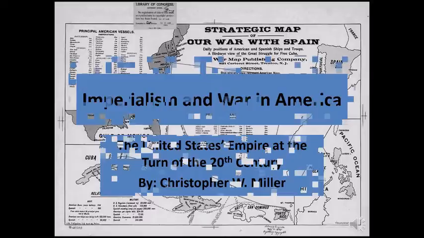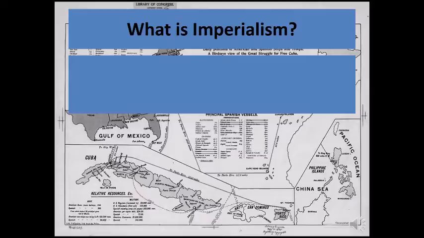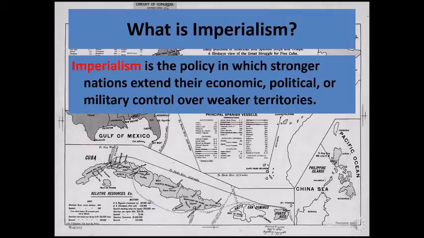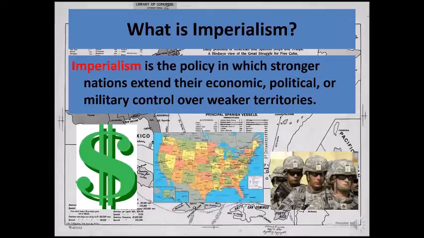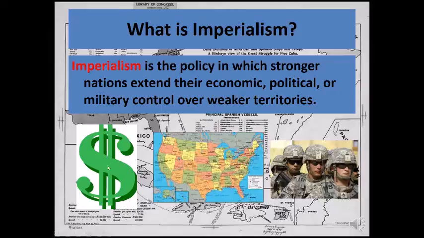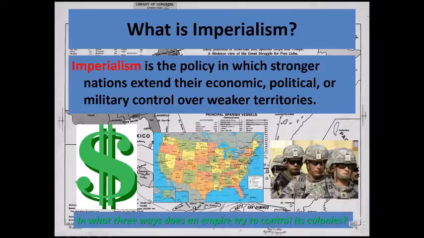So first of all, what is imperialism? Can we define it simply and easily? Well, imperialism is the policy in which stronger nations extend their economic, political, or military control over weaker territories, okay? And that's why we have these three signs: economic, political, and military control. And to remember this, here's our main question: in what three ways does an empire try to control its colonies? Through military, economic, and political means.